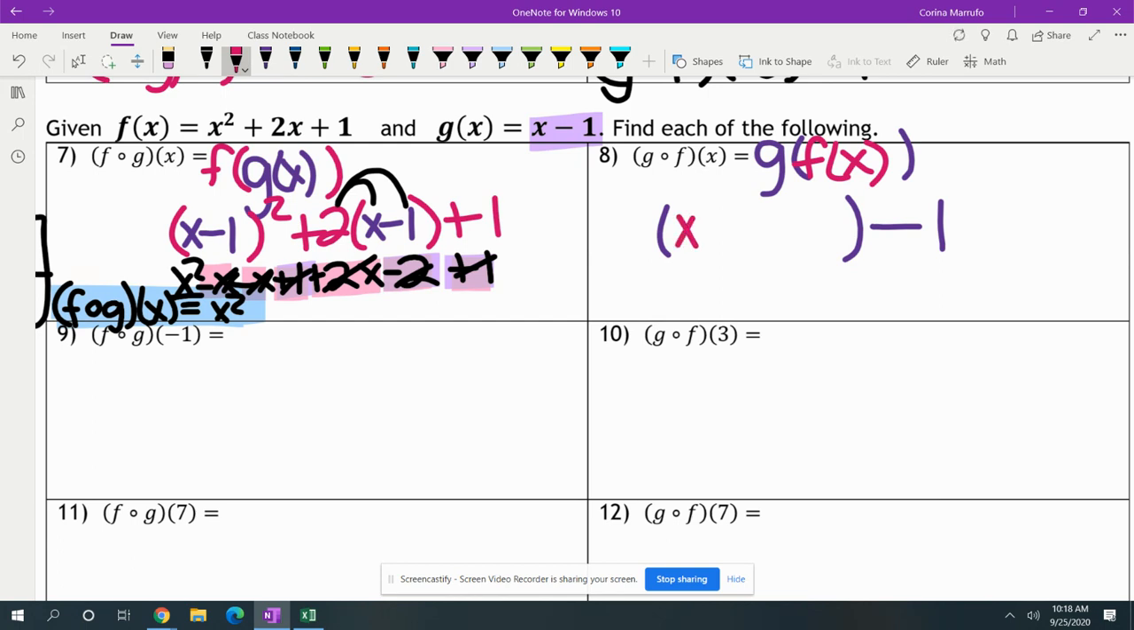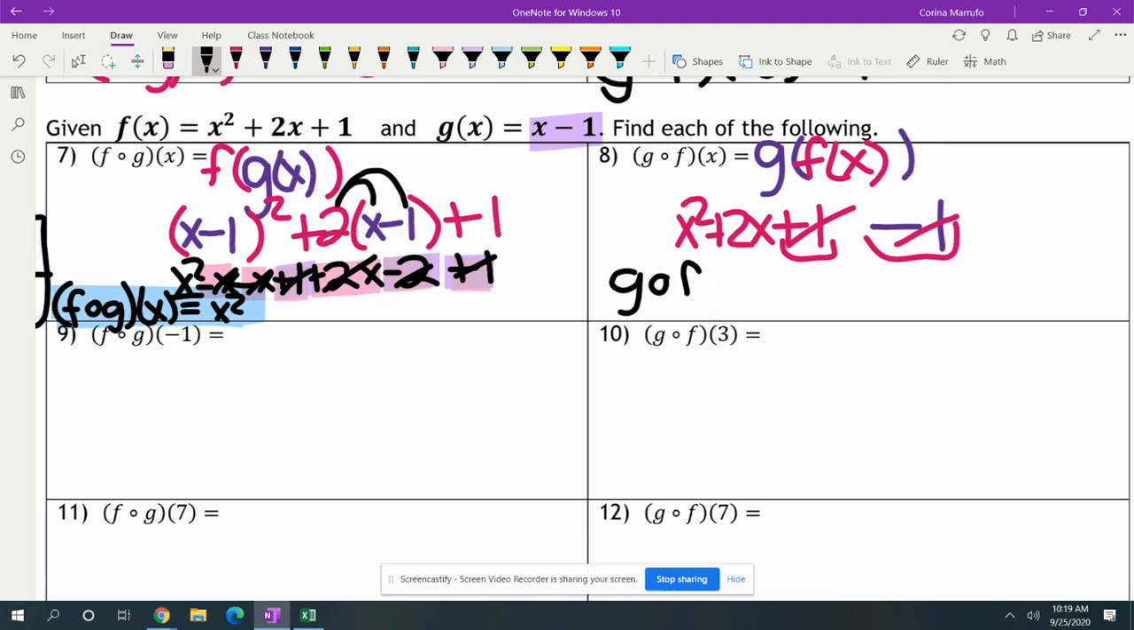So it's going to be x squared plus 2x plus 1. Okay? And so on here, like I said previously, we don't have a number here in the front to distribute. We also don't have an exponent here that we're going to have to multiply. So that is going to stay like it is. So all we got to do is combine our like terms. So our like terms are positive 1 and negative 1. They cancel each other out. So that means G composite F of X is equal to x squared plus 2x.